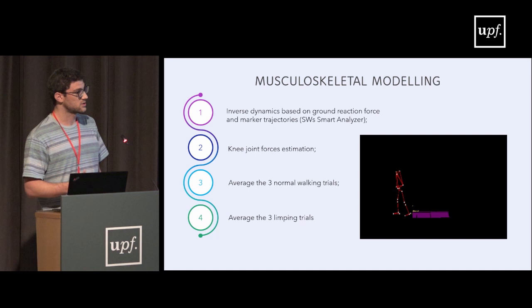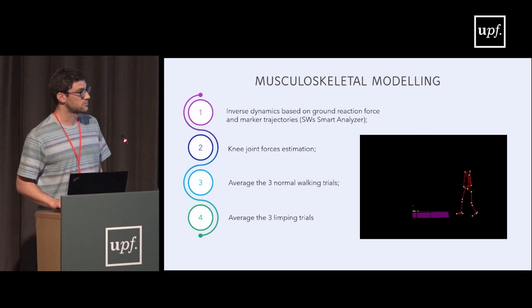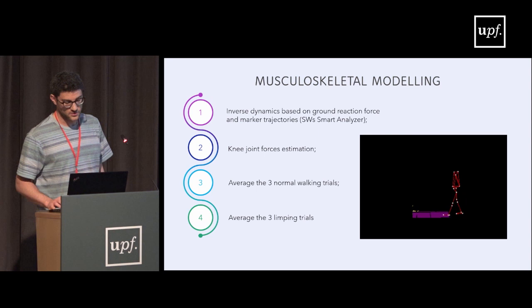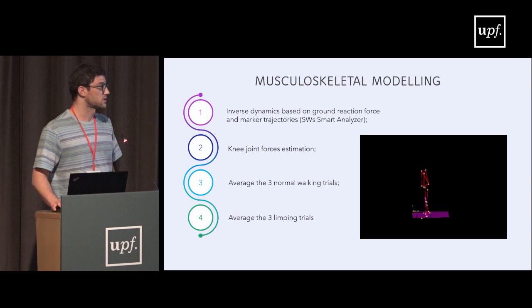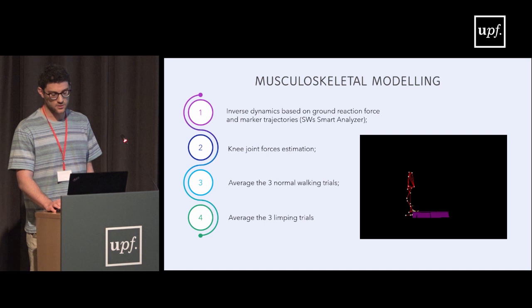Then we took the average from three different normal trials and the three limping trials that we can see from this particular example. This was all done with the in-house software from the camera device. There are a few different ways to do it, but in this case we used this software. And then we use this information to feed the rest of our modeling.